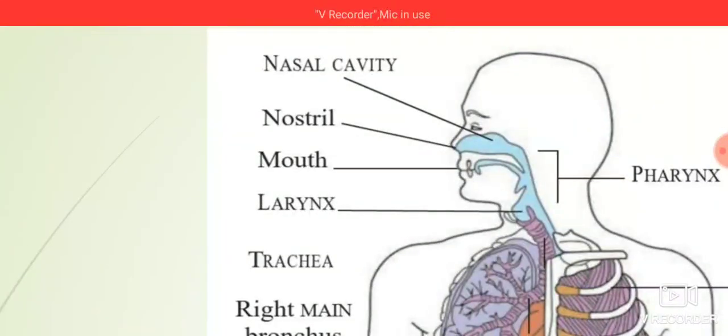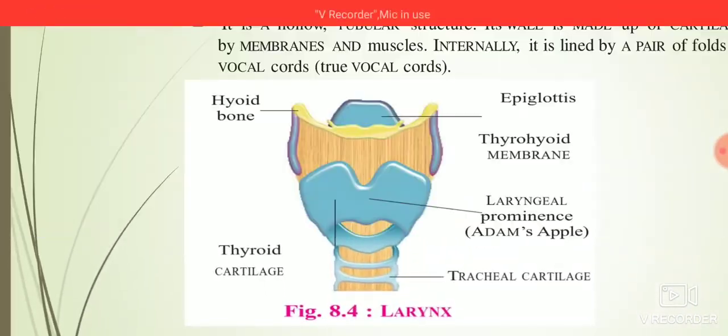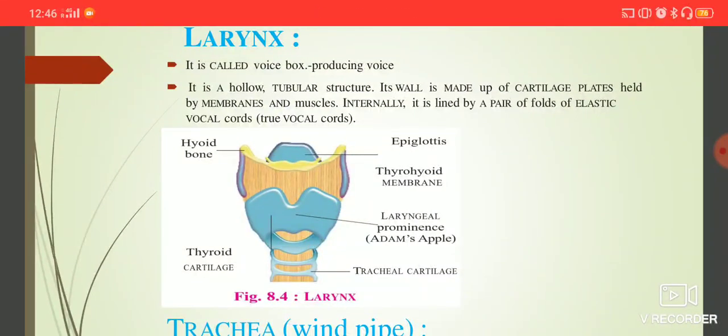This is the larynx. Larynx is also called the voice box, and it is also called Adam's apple. In males, it is bigger as compared to females. It is for producing voice, so it is called the voice box. Where is it present, what is the position?